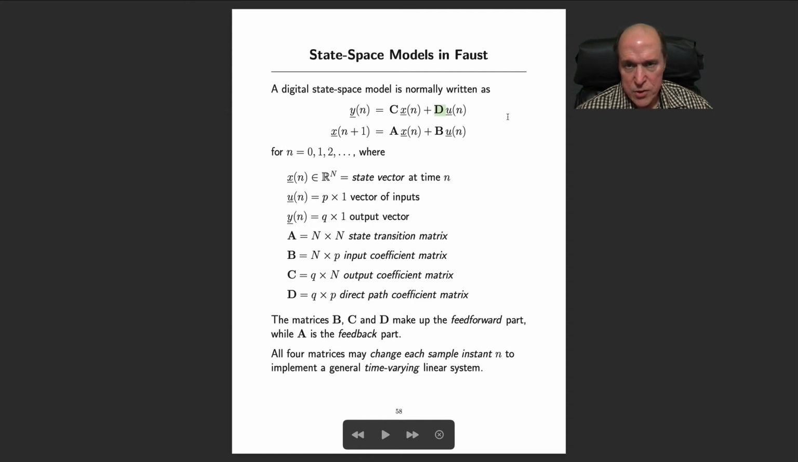And the D is direct. It goes around the system, actually. So Y is getting a direct feed from the input that bypasses the state completely. And now the state update is here. This is for the discrete time case.